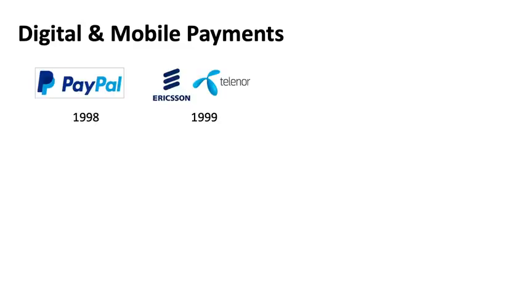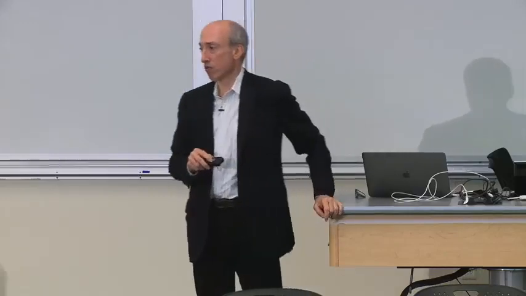I'm going to flip through these quickly, but digital and mobile money did happen. We were asked about PayPal earlier. It was 1998. In Norway, Ericsson and Telenor had the first mobile app, and it was to get movies on your mobile phone.